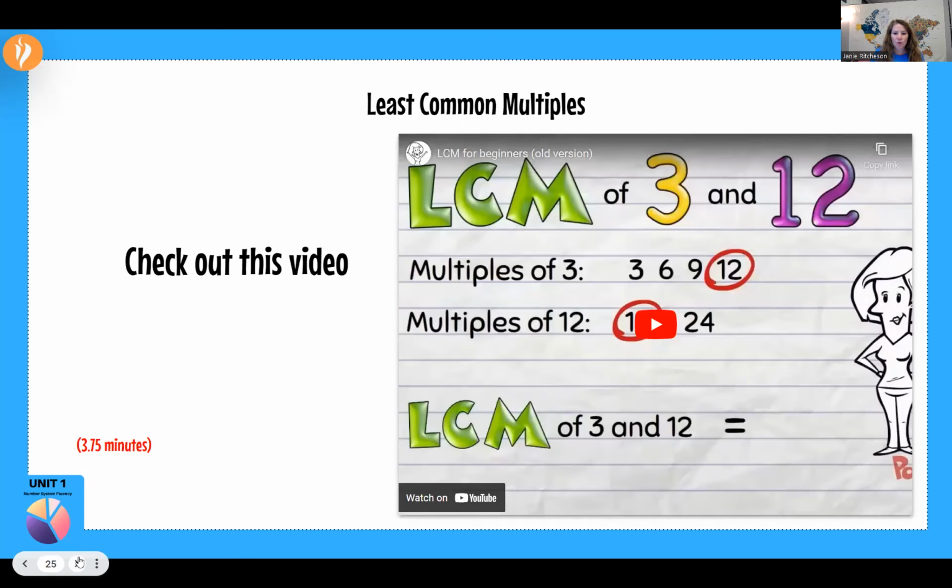All right, so when you're wanting to find the least common multiple, you're asking what is the smallest number that both, this example says 3 and 12. What's the smallest number I can divide by both 3 and 12? Okay, so this is a good video that will show you how to do that.